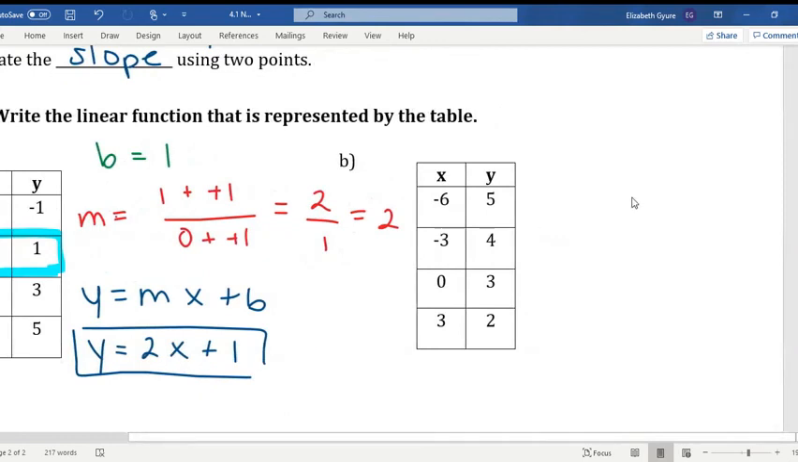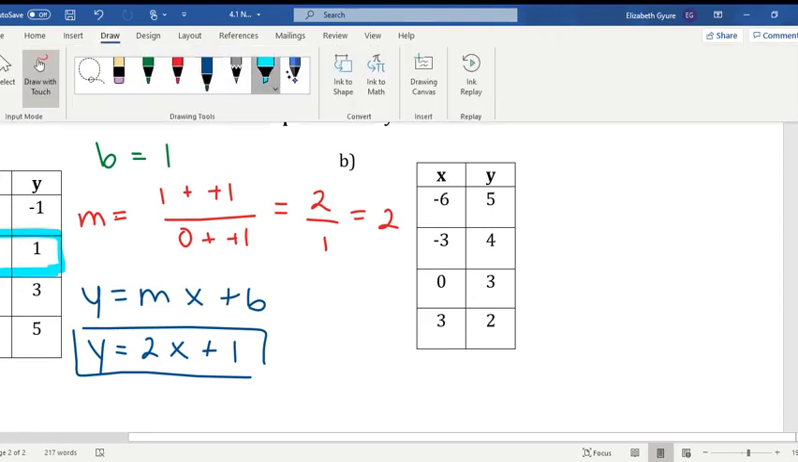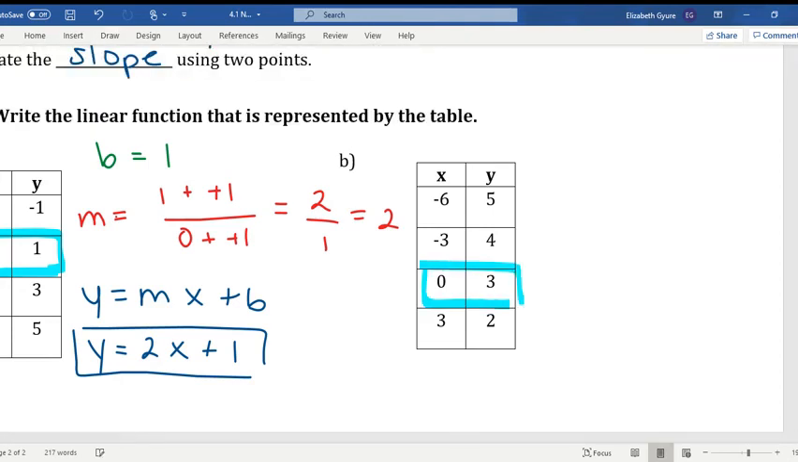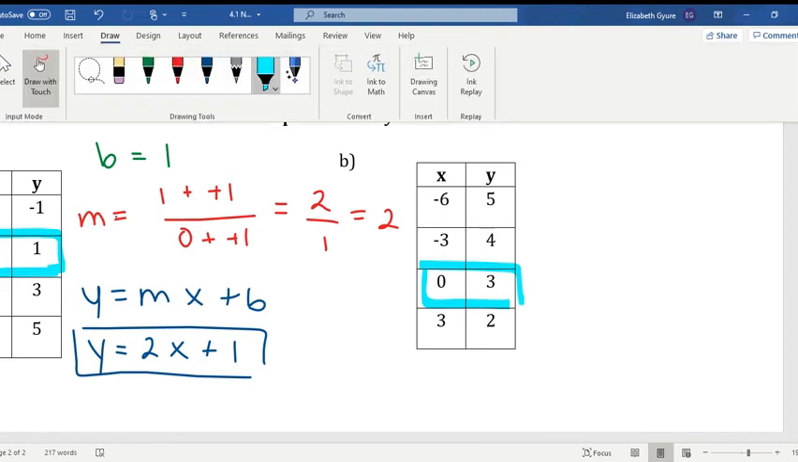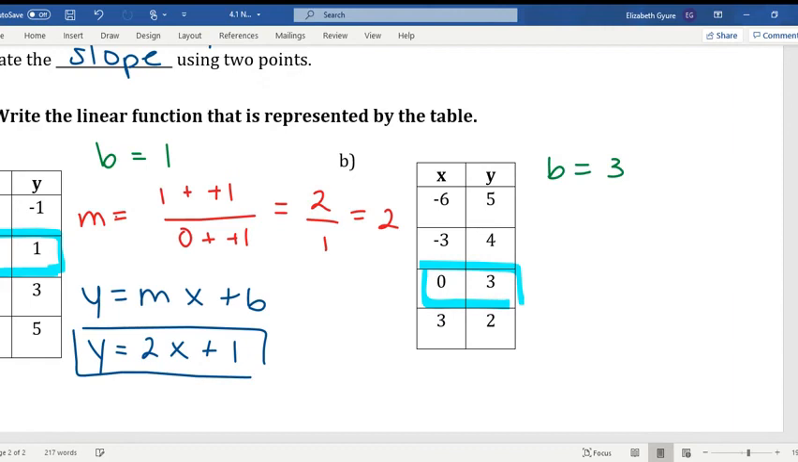All right, part B, last one, and then you guys are gonna have the rest of the time to work on your homework. All right, so for part B, this one's a table. Remember, these are all just points. This is the point -6, 5. This is -3, 4. This is 0, 3, and this is 3, 2. If you take a look, we have our y-intercept here, 0, 3, right? So we can say B is going to equal 3.